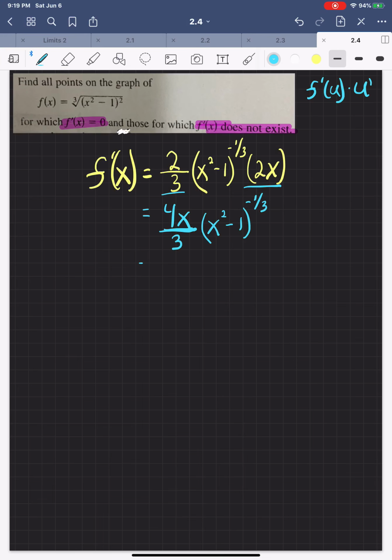So what am I trying to say? Then what we would have is 4x left in the numerator, and in the denominator, I'm going to have 3 times x squared minus 1 to the power of positive 1/3.